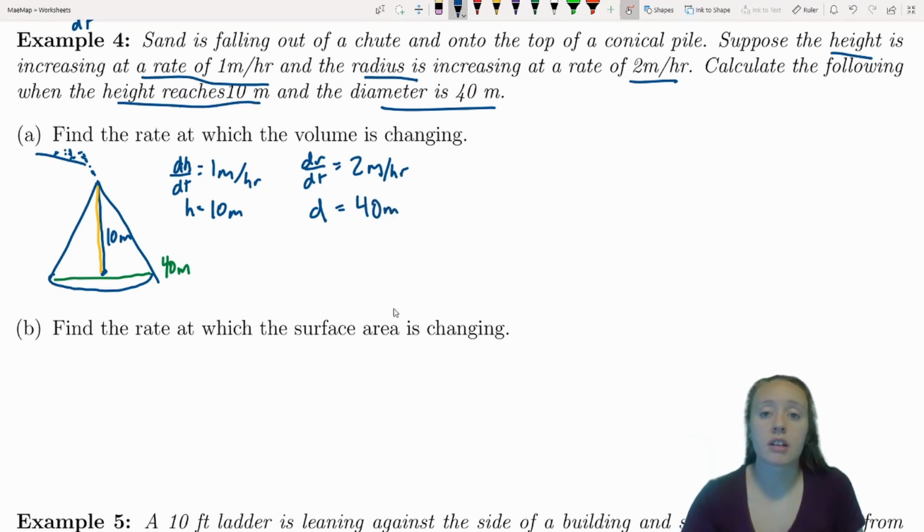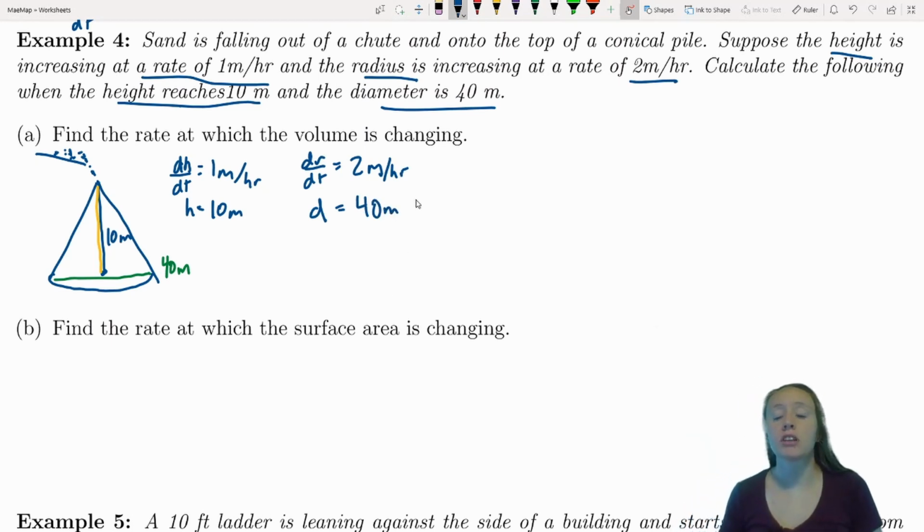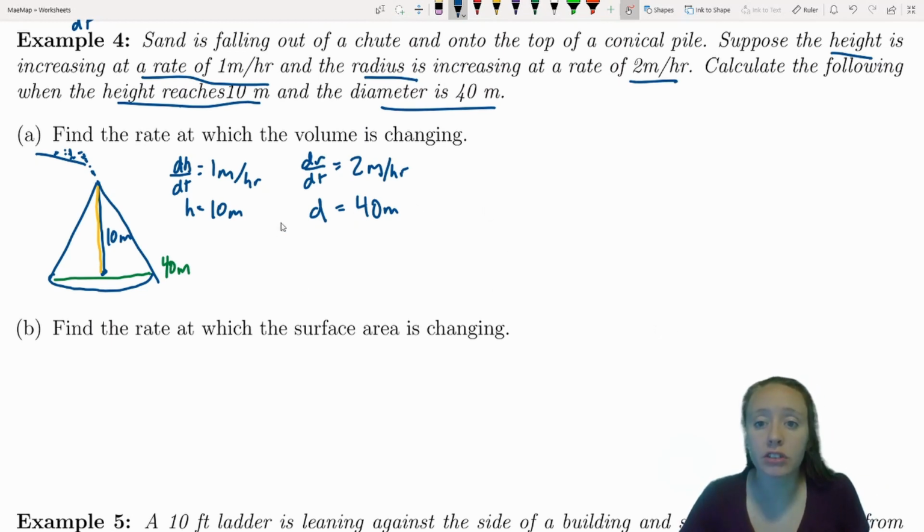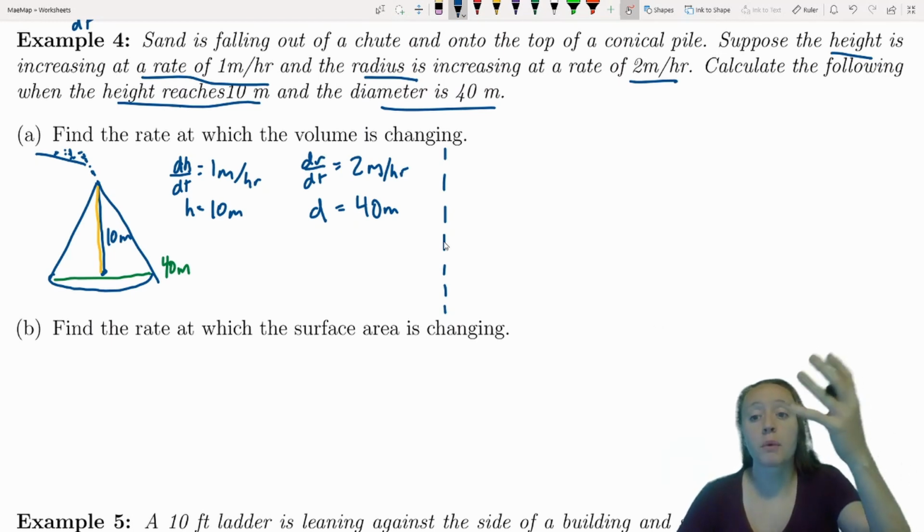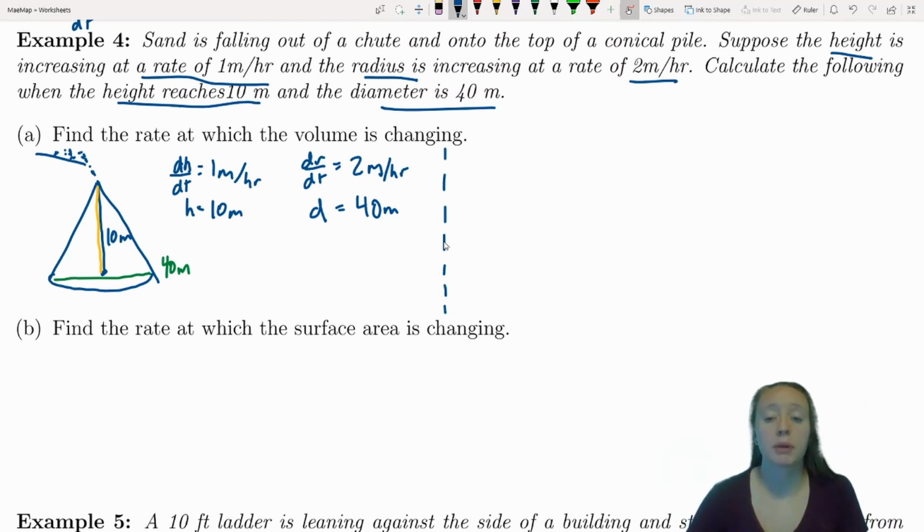And this is my given information for both parts A and B for example 4, so I'm not going to redraw this information when I move on to part B, but it's important that it's here. So I'll go ahead and draw a dashed line, now separating my new work from the work that will continue on in part B. But I just wanted to make a note so I don't have to redo this picture.